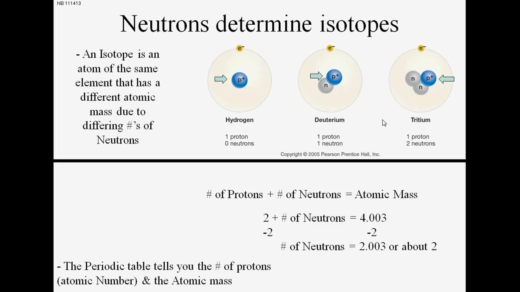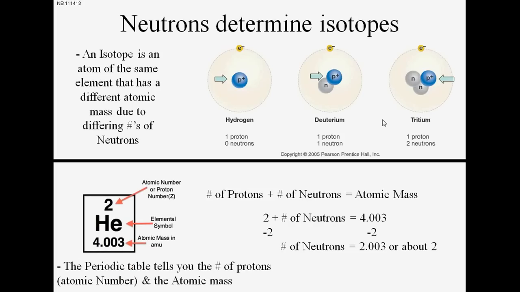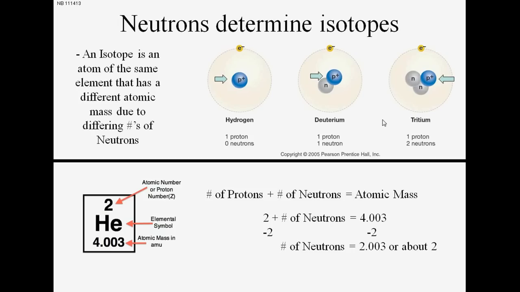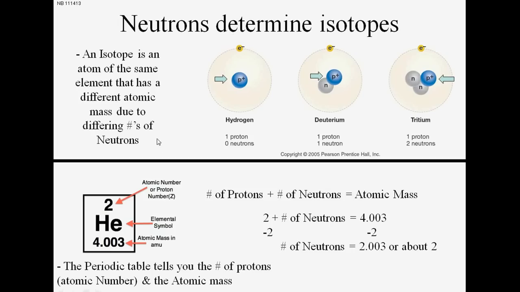Basically, they all have the same number of protons, but they have different atomic masses because they have different numbers of neutrons. So let's see how we can determine how many neutrons a given element has. Okay, the periodic table tells you the number of protons, which is of course the atomic number, and the atomic mass. It tells you right here.